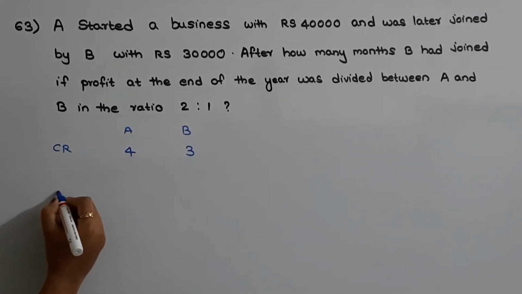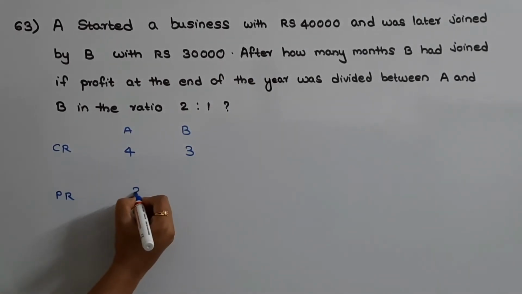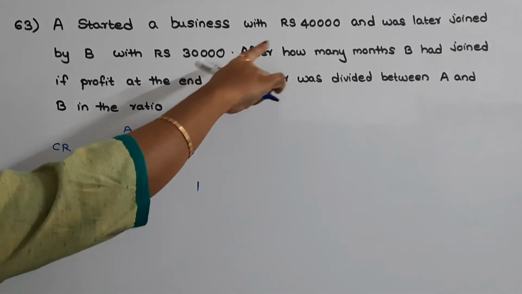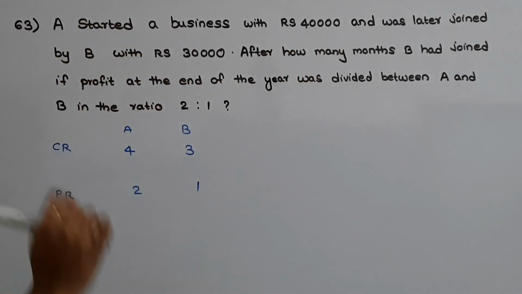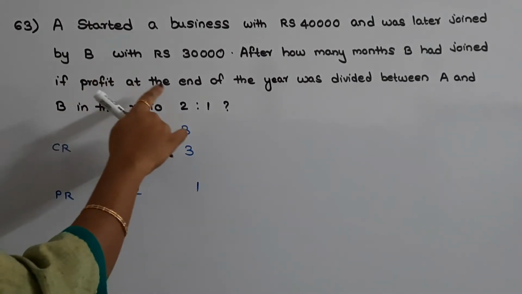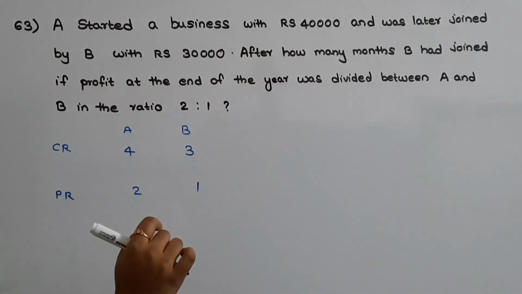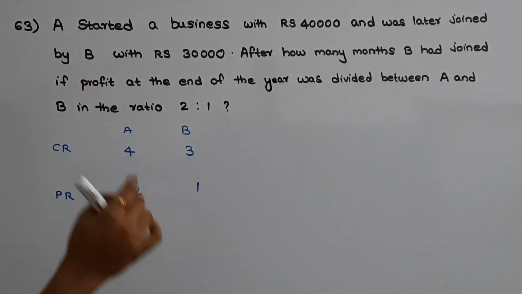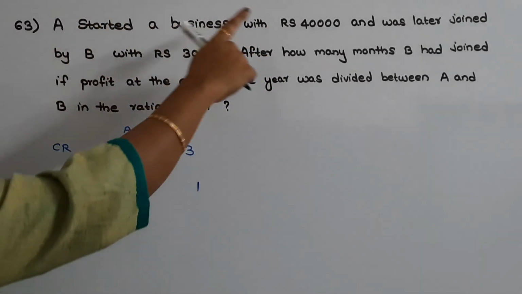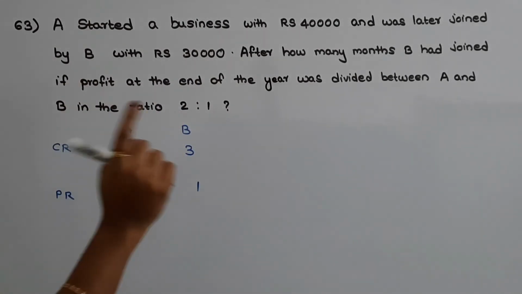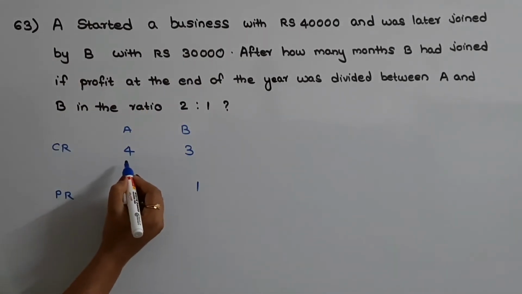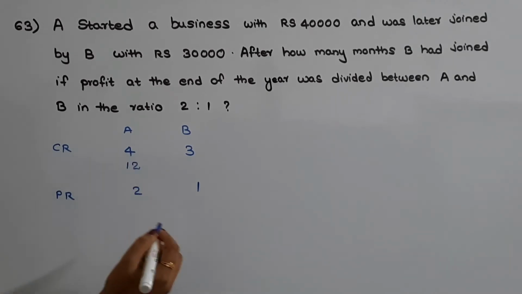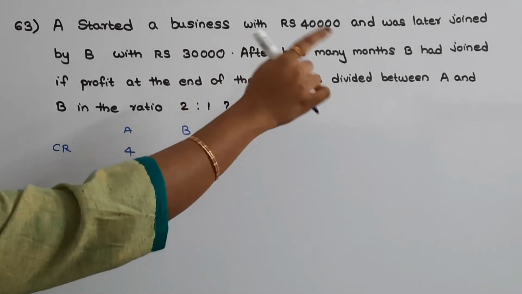Then they have also given the ratio of the profit at the end of the year as 2:1. So the profit ratio is given as 2:1. So we need to find out after how many months B had joined A. So the profit ratio is given for 1 year, which means A invested the money for 1 year, or we can say that A invested rupees 40,000 for 12 months. So the time period for which A invested the money is 12 months.